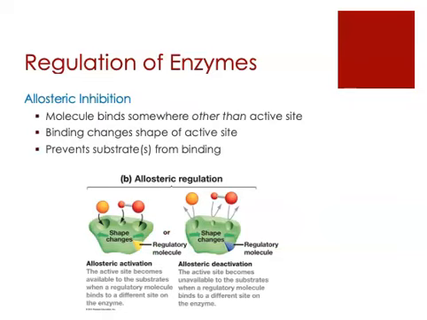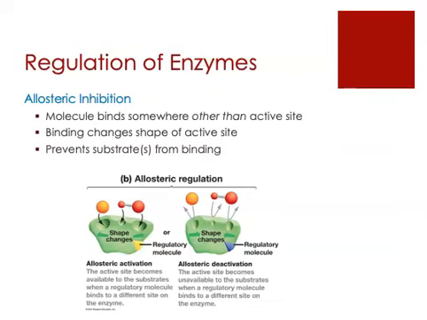The second kind of inhibition I want us to be familiar with is called allosteric inhibition. This one is similar, but just a little bit different. In allosteric inhibition, there's going to be another inhibitor molecule, but this one doesn't bind to the active site. It binds somewhere else. When it binds to the enzyme at a location other than the active site, it's going to cause the enzyme to fold a little bit differently.